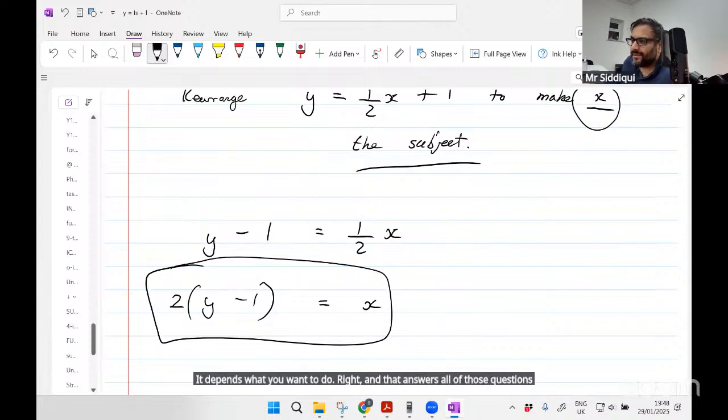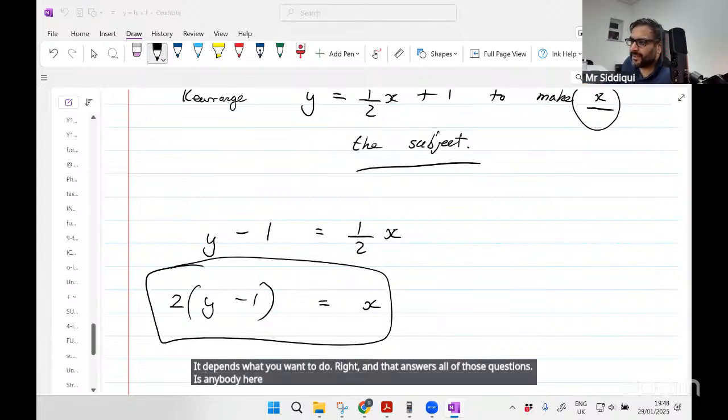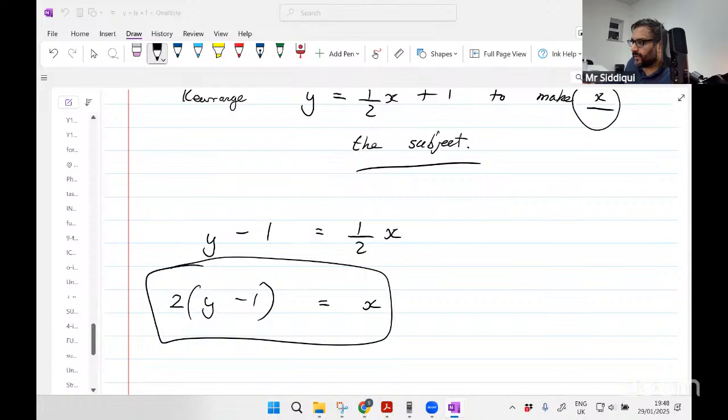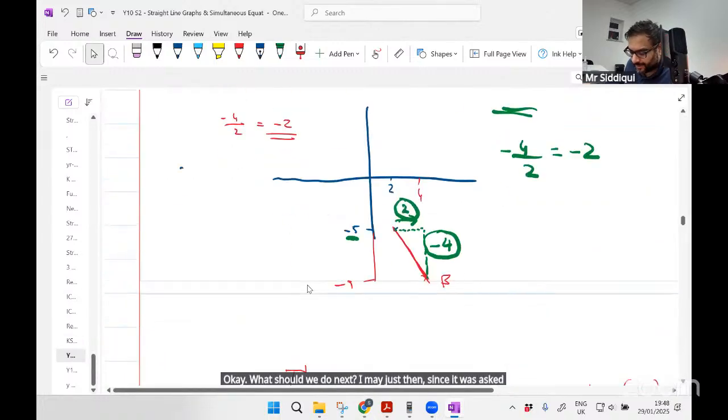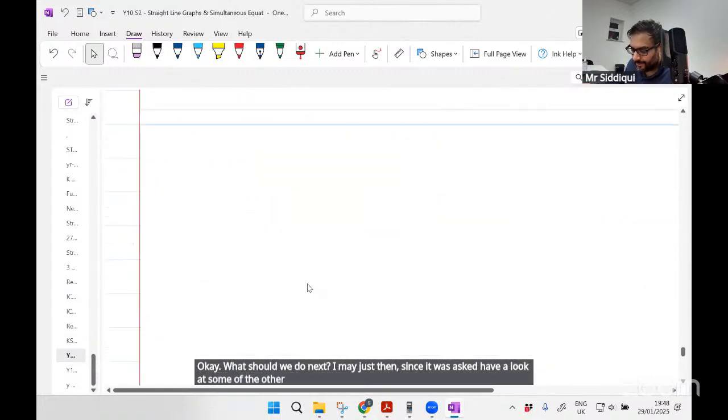Is there anybody here who had issues with any of the year 11 homework? Because nobody has actually asked any of that. So therefore, I'm assuming that nobody has any major issues with it. Okay, what should we do next then? I may just then, since it was asked, have a look at some of the other simultaneous equations questions at the bottom of this booklet.